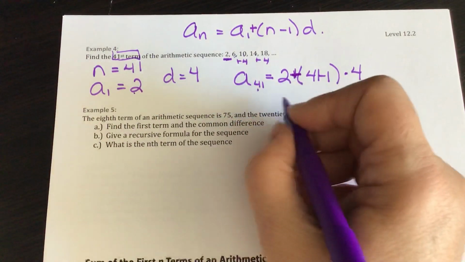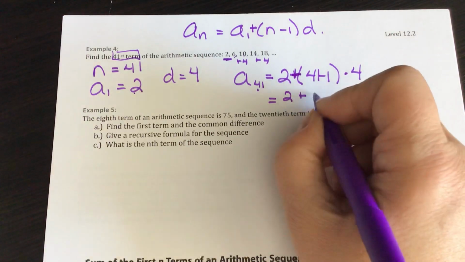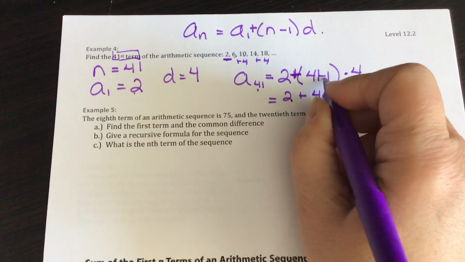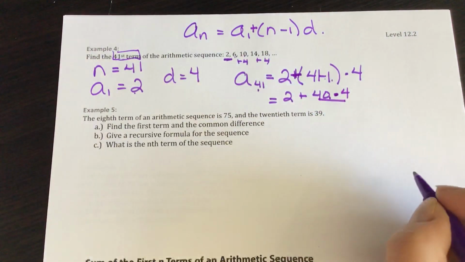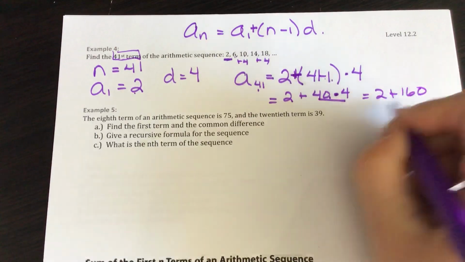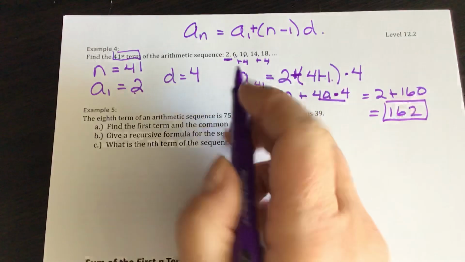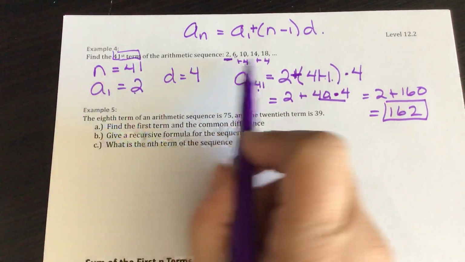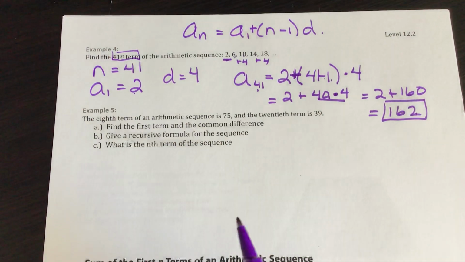So the 41st term is going to be 2 plus, 41 minus 1 is 40, times 4. So order of operations, this is 2 plus 160, or 162. So the 41st number in our sequence is 162.